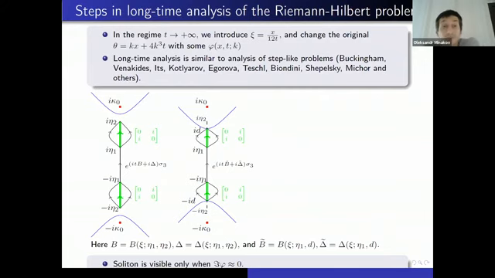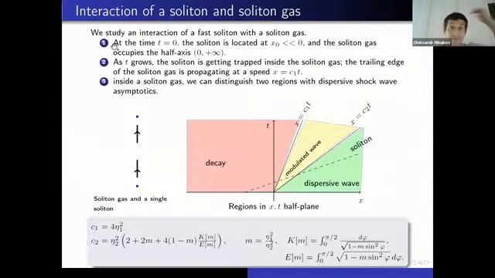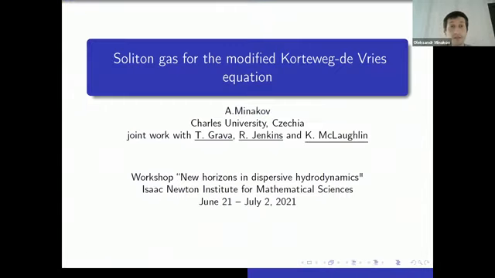Now I will go a bit into the analysis of this problem. In the long time analysis for the soliton gas, this analysis is similar to the analysis of step-like problems with Korteweg-de Vries equations. What is crucial there is the construction of an additional phase function. Originally we had this function theta in the Riemann-Hilbert problem.